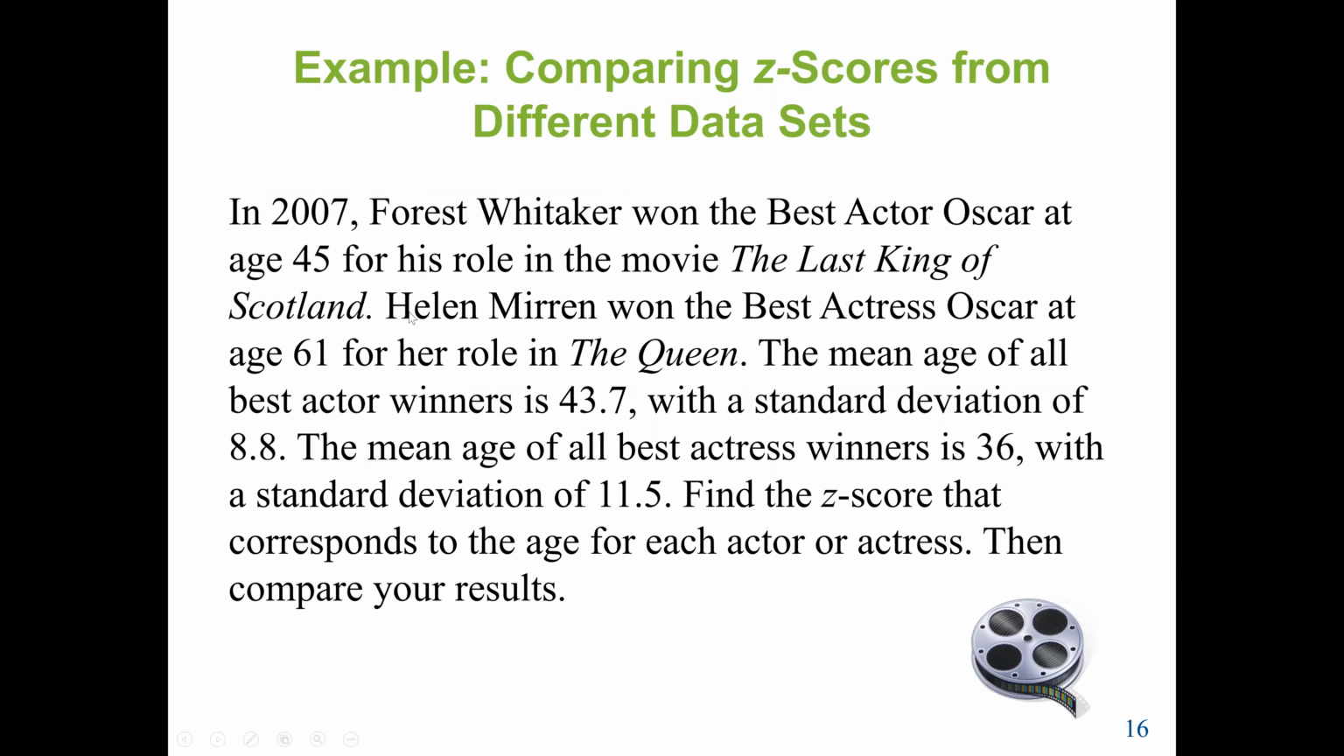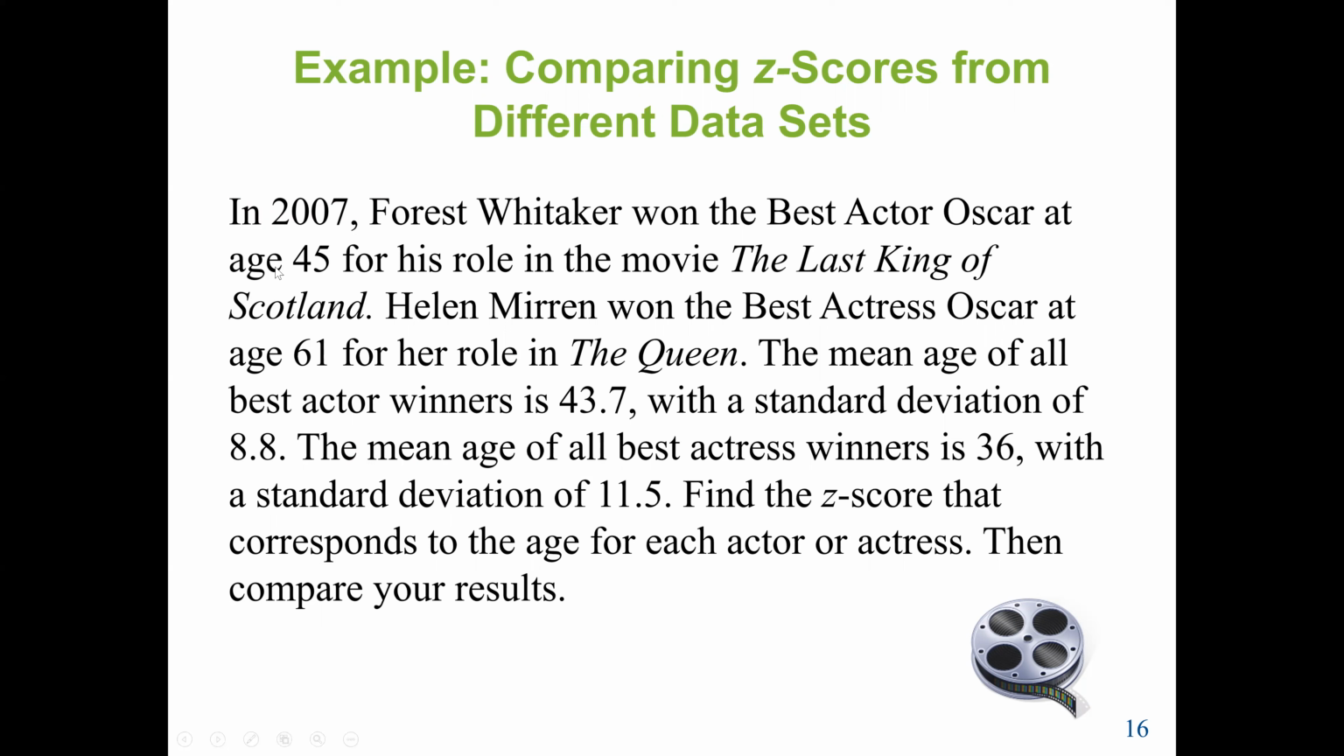In the example given to us, they said in 2007, Forest Whitaker won the Best Actor Oscar at age 45 for his role in the movie The Last King of Scotland. Helen Mirren won the Best Actress Oscar at age 61 for her role in The Queen. The mean age of all the Best Actor winners is 43.7, with a standard deviation of 8.1. The mean age of all the Best Actress winners is 36, with a standard deviation of 11.7. Now they say we should find the z-score that corresponds to the age of each actor or actress.